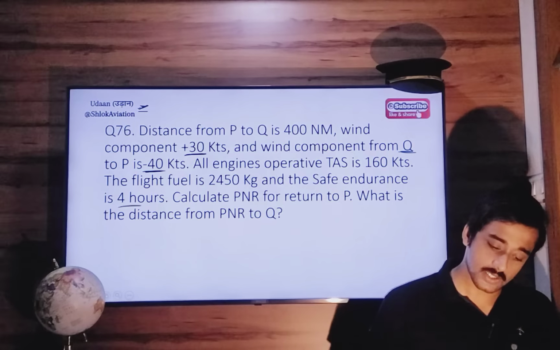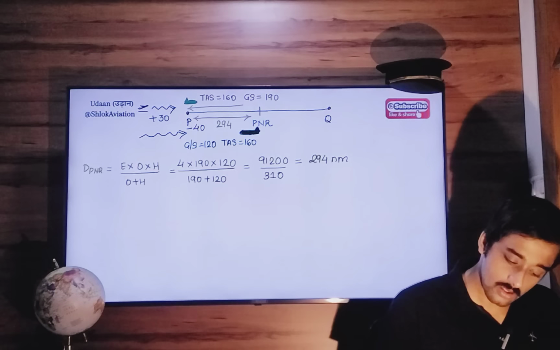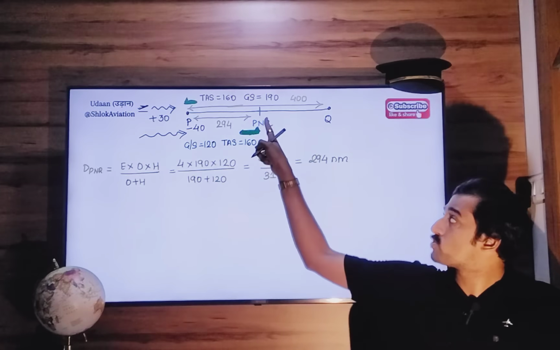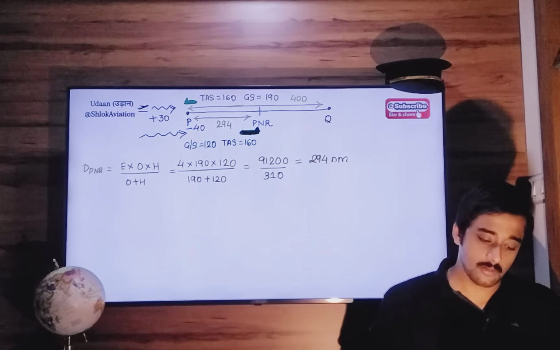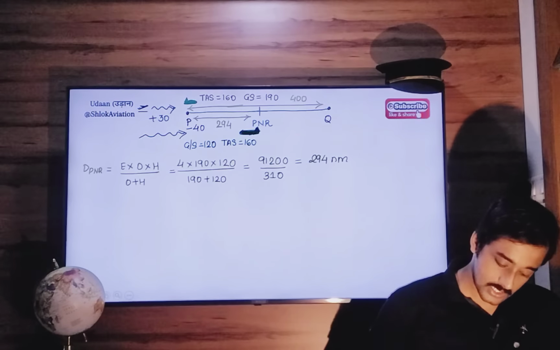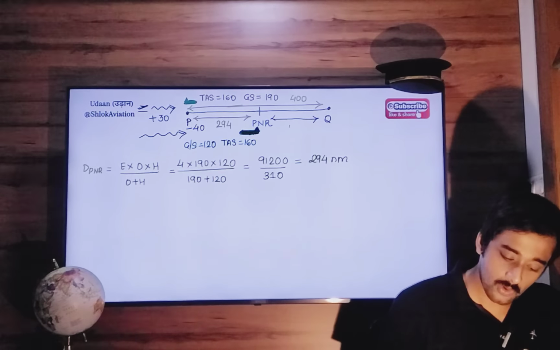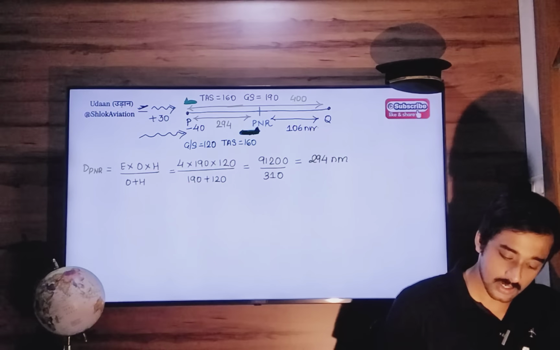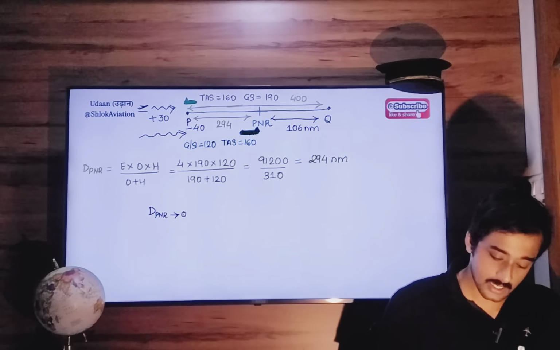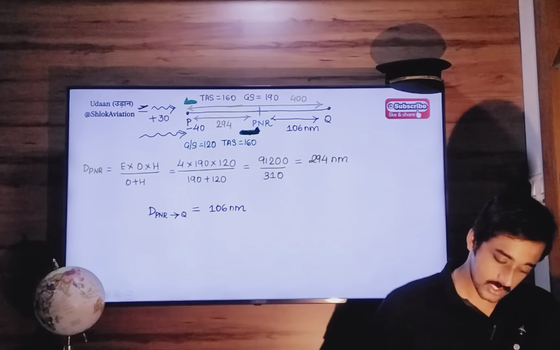Total distance is 400. So what is the remaining distance between PNR and destination? It will be 400 minus 294, that is 106 nautical miles. So distance from point of no return to Quebec is 106 nautical miles.